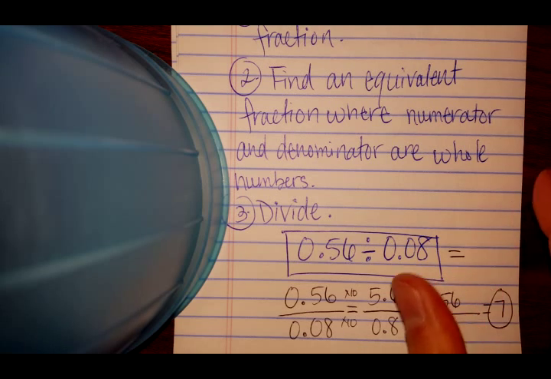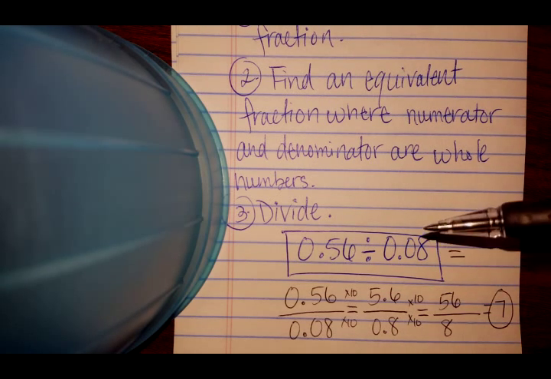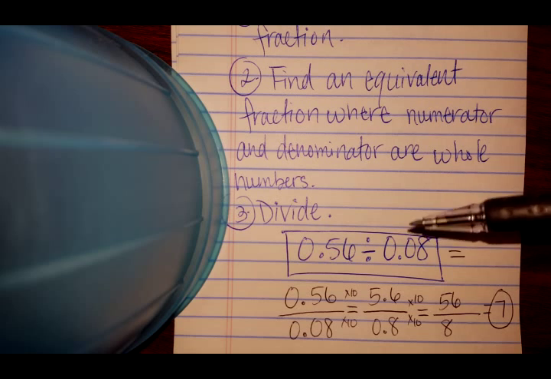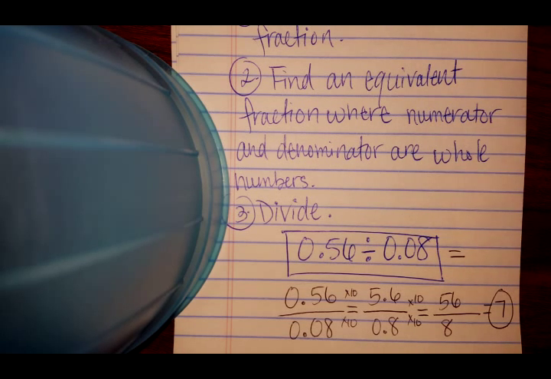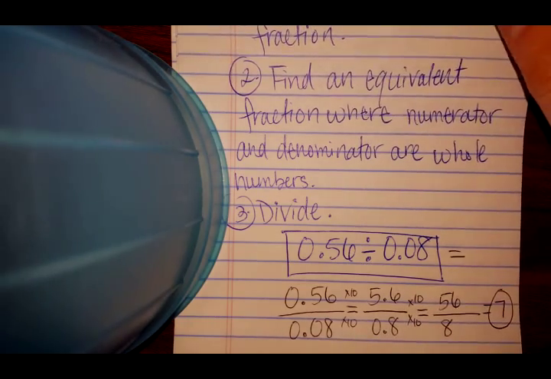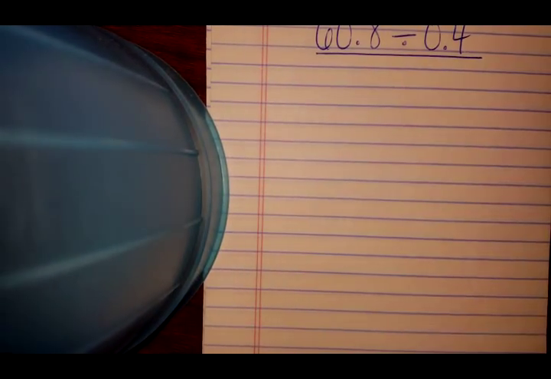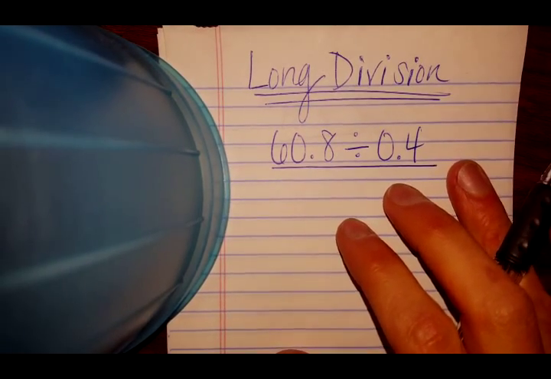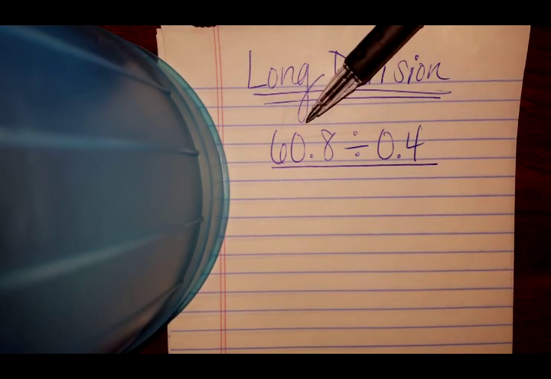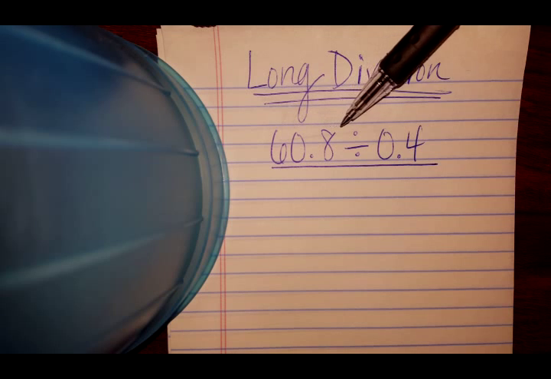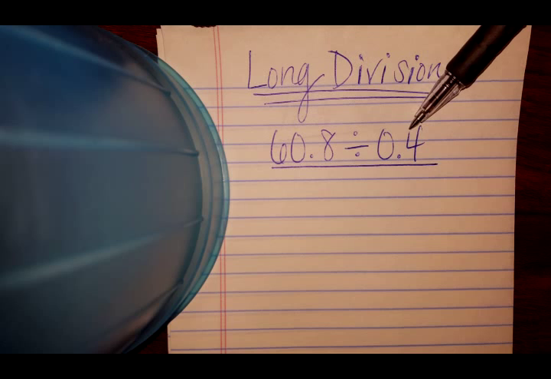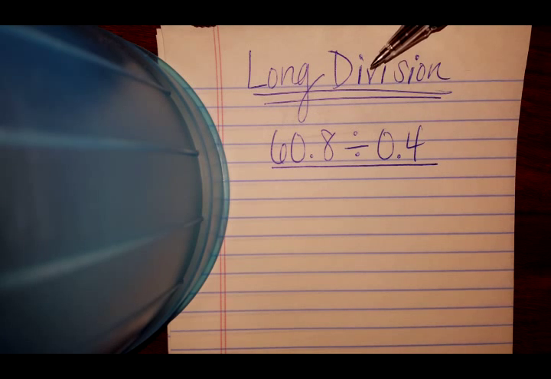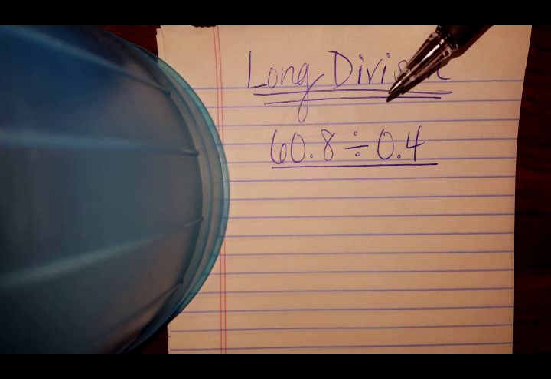All right, now let's say the problem wasn't so simple. Like we kind of know that 8 hundredths goes into 56 hundredths 7 times. Like that might have been one you knew off the top of your head. But what if it wasn't that simple? What if it was something like 60 and 8/10 divided by 4/10? So this one we might need to use long division or a combination of a couple different strategies.